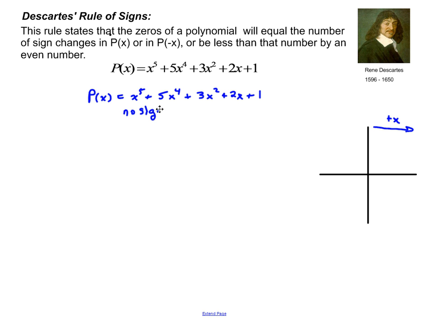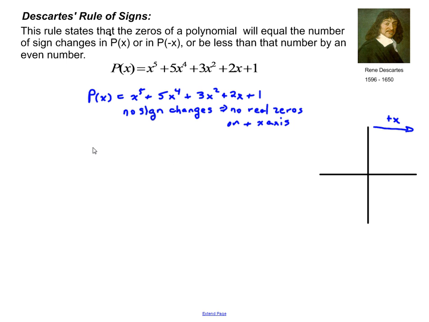In other words, a sign change is made when we go from one term to another and the coefficient changes from addition to subtraction or subtraction to addition. So what this test implies is that there will be no real zeros on the positive x-axis. In other words, to the right of the origin, there will be no real zeros. The graph won't cross over here at all.